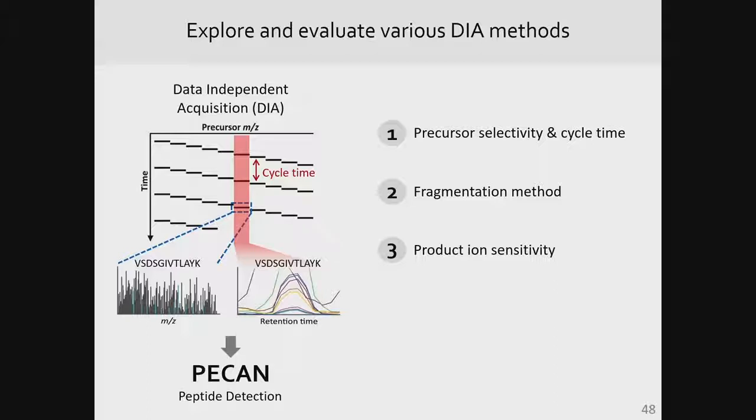It can fragment things by beam CID, which Thermo calls HCD. It can also do resonance CID, which basically activates just a single frequency and gives a different way in which you collect the fragmentation spectrum. So we wanted to be able to compare those two different fragmentation methods. We also wanted to be able to compare product ion selectivity.